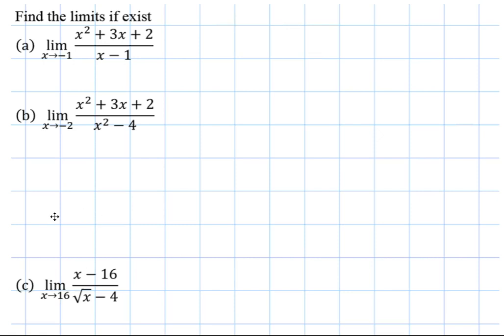Finding the limits, if it exists. The first thing when we try to find the limit is just substitute in the number. So here x equal to -1, so we let x equal to -1. Substitute into the top and at the bottom.